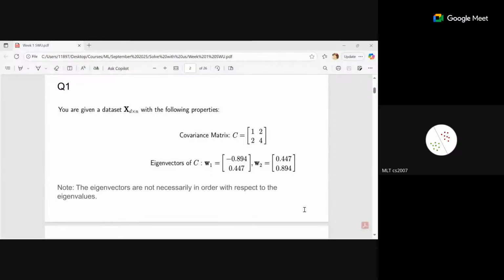I pasted the question in the chat in case you need it. So just work it out. I will give you a minute or two, and then we'll discuss what the answer should be. Does anybody have any doubt about what the principal component is, or how we find it?